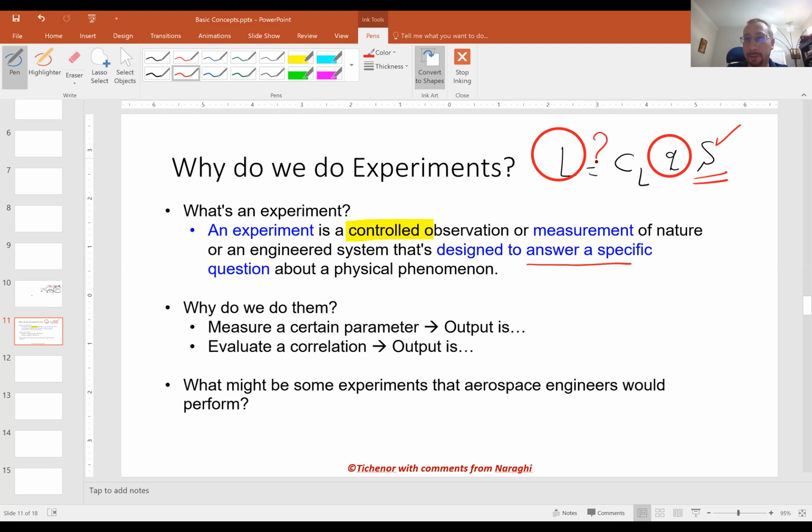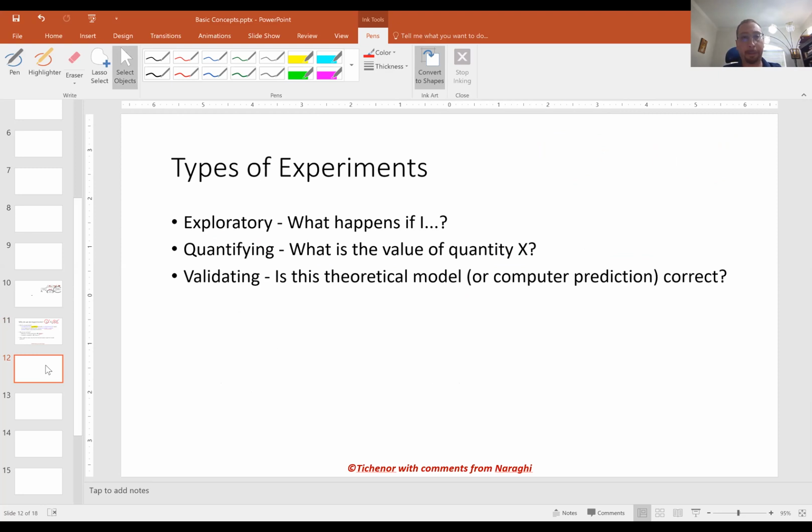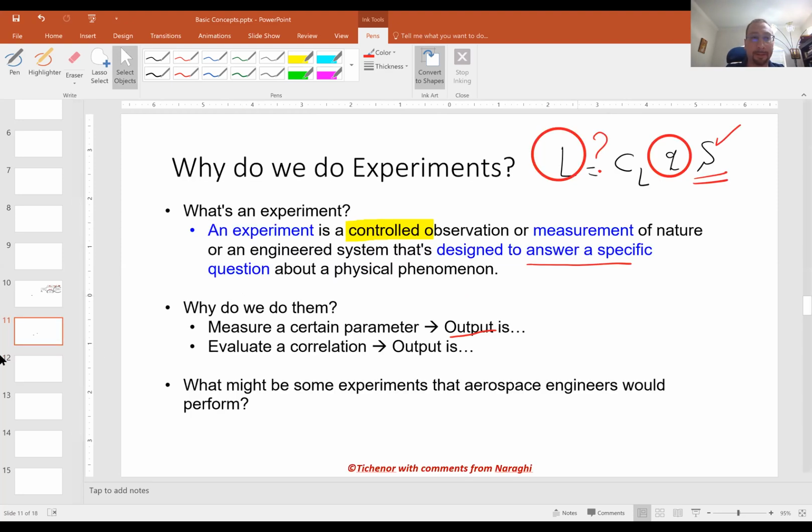And I do measurements of L, and I'm changing Q, and I'm answering a specific question. And the specific question is this thing here. Is this true or not? So we have an output, and the output in this case will be the lift that we will measure here. Now, you can put experiments in three different categories: exploratory, quantifying, and validating. In all cases, this definition of experiment applies.